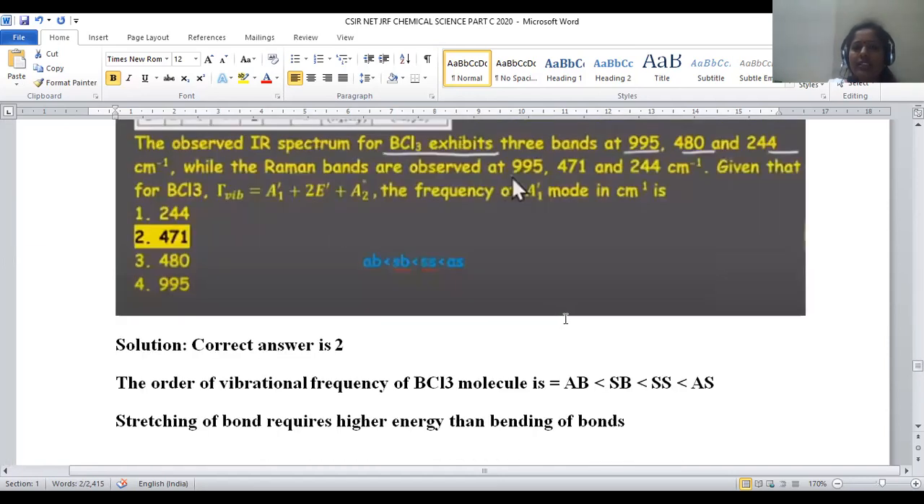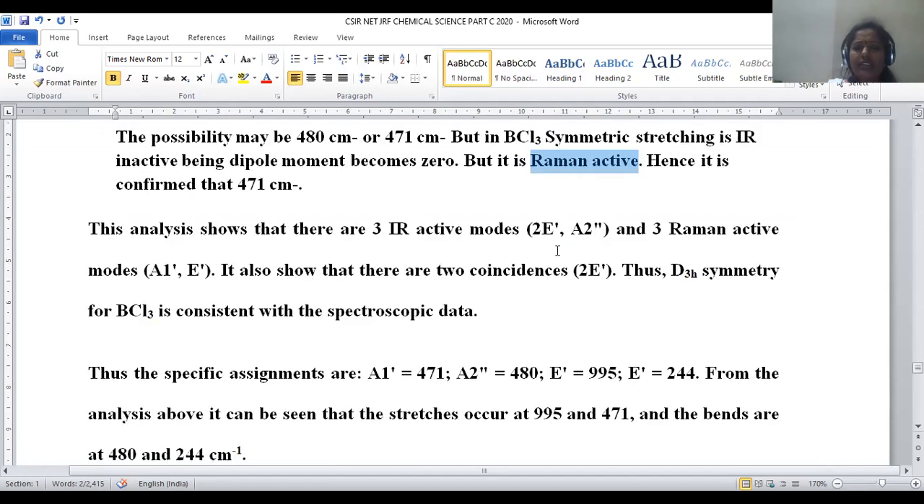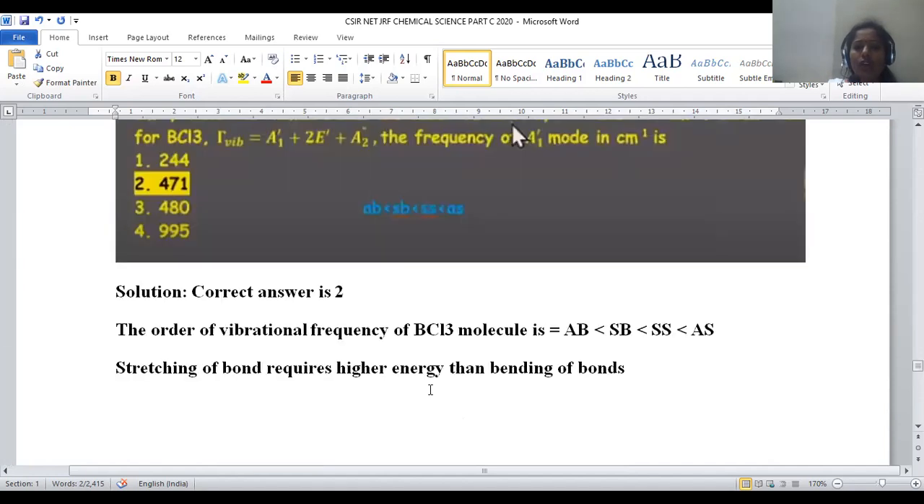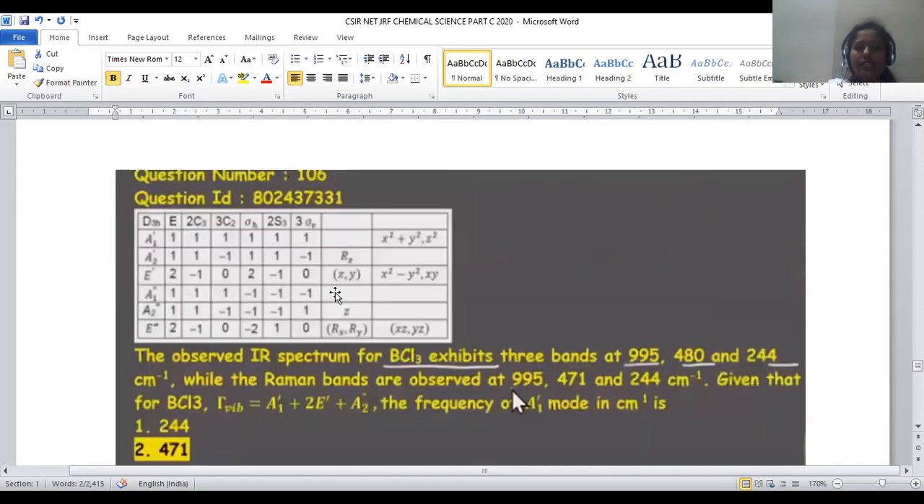That's the reason why this value corresponds to, right? So the A1 dash value corresponds to 471 only, because it will be Raman active. So 480 will not be possible because it is an IR inactive kind of stretching. That's the reason why 471 is the corresponding value for this A1 dash, the stretching frequency related with 471 only, right? So this is the right answer for question number 106.